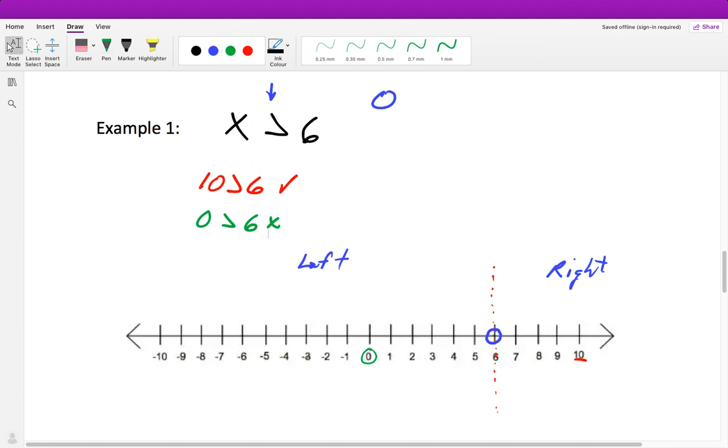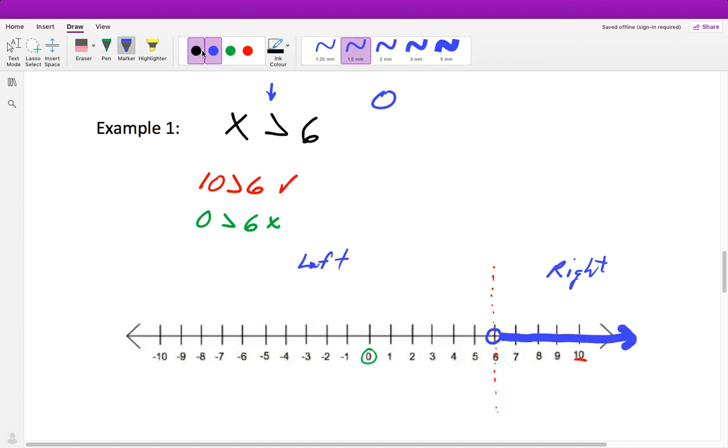So what we can do is test a number from each side of our region to see which side actually holds true. The side that holds true is the side that we're going to have to draw our graph on. Since 10 satisfied and 0 did not, I know that my graph is then going to go on this side.